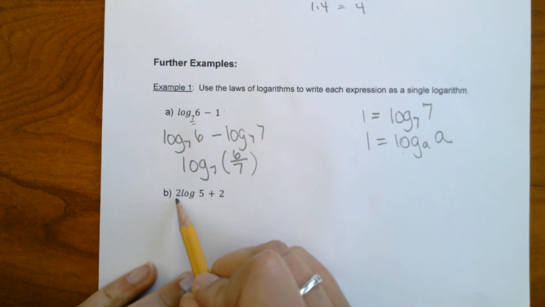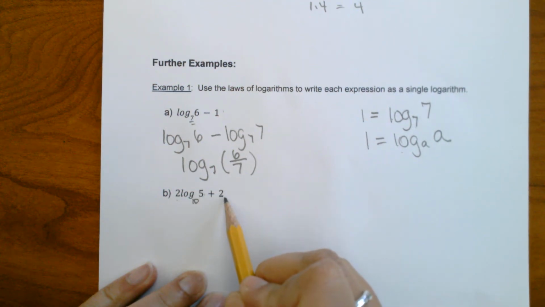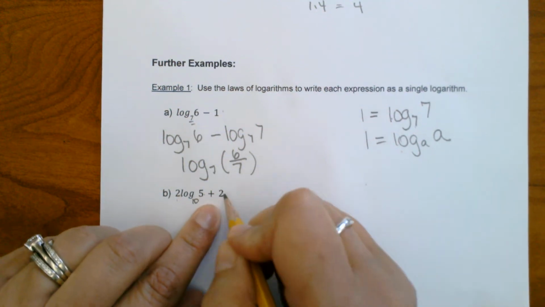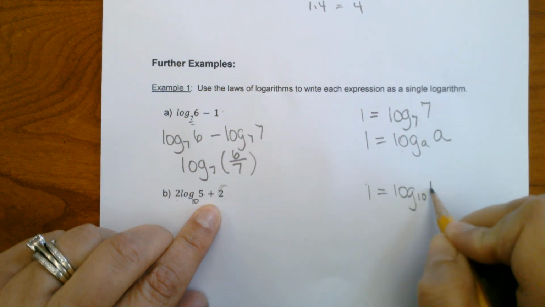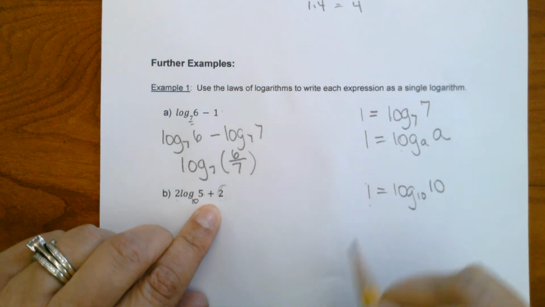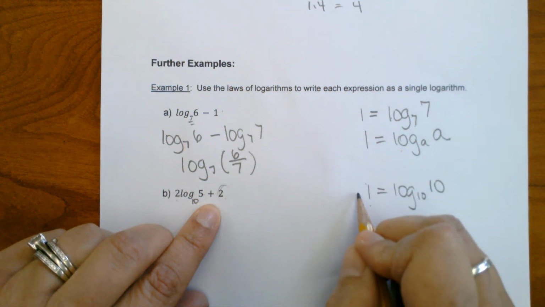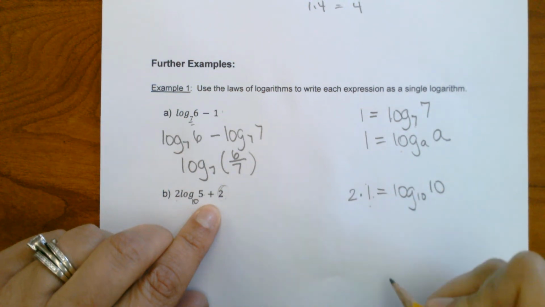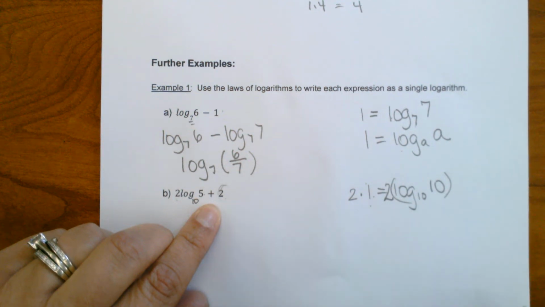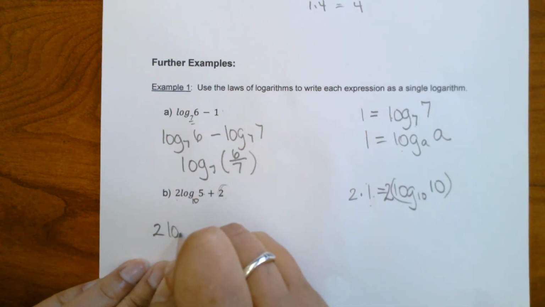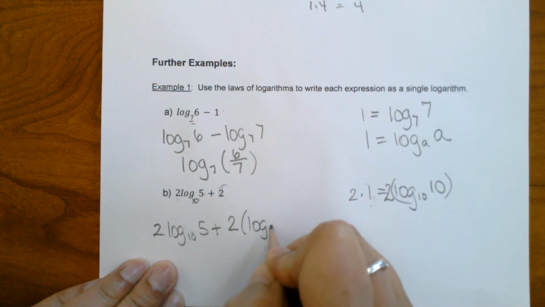Okay. Part B. 2 log base, remember this is a 10, I'm going to fill it in, of 5 plus 2. Okay, so we know we have to change this to, well, we know that log base 10 of 10 equals 1. Well, how do I get it to be 2? I want to do 2 times 1. Well, this represents 1, so what am I going to do? I'm just going to multiply this side by 2 as well. So here we have 2 log base 10 of 5 plus 2 times log base 10 of 10.